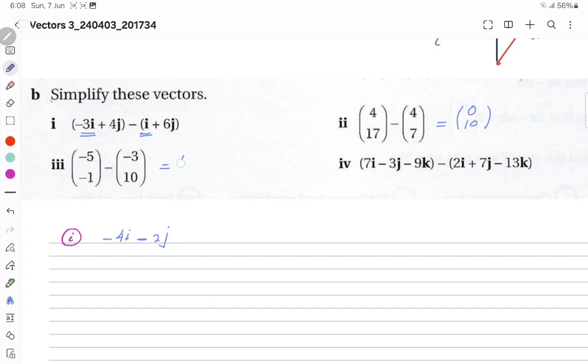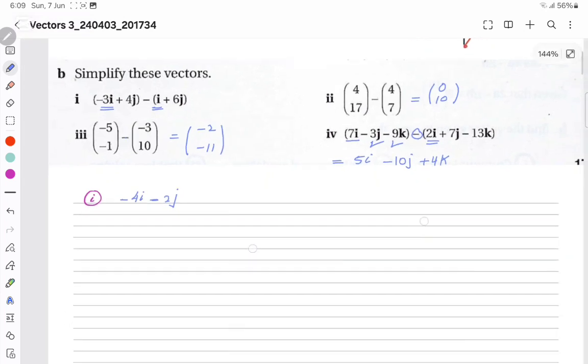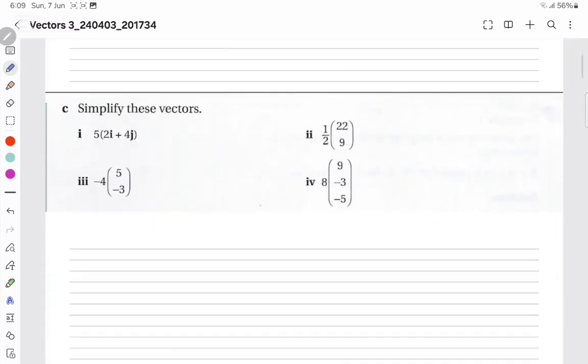To simplify here, we just do that. Negative 5 minus 3 means negative 5 plus 3, it will be negative 2. Negative 1 minus 10, it will be negative 11. Here we just add and subtract like terms: 7i minus 2i, it will be 5i. Negative 3j minus 7j, it will be negative 10j. Negative 9k minus negative 13k, it will be plus 13k, so positive 4k. So we're just adding corresponding members, nothing else.